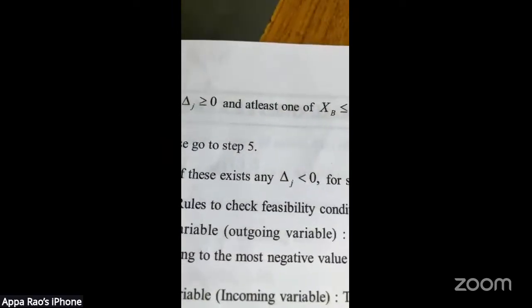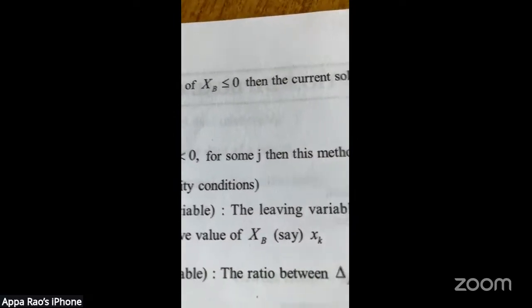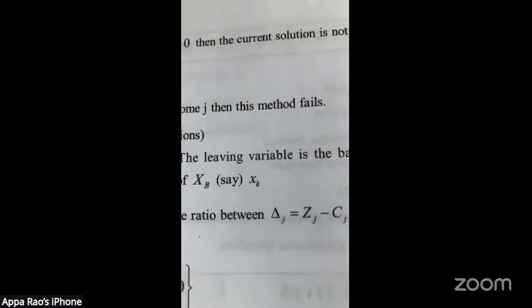Case 2. What is case 2? If all delta j are greater than or equal to 0 and at least one of xB is less than 0, then the current solution is not an optimal solution. In this case, go to step 5. Case 3: if there exists any delta j less than 0 for some j, then the method fails. So step 5: rules to check the feasibility conditions.